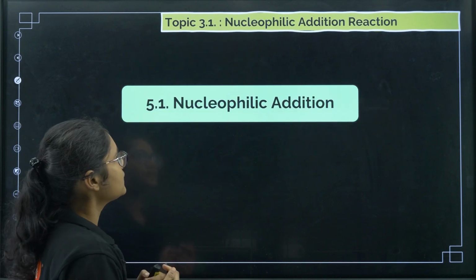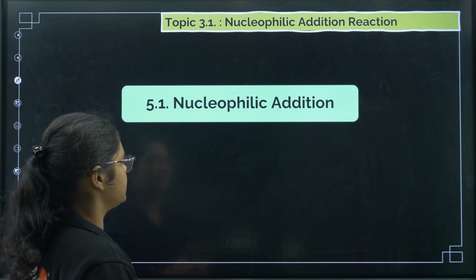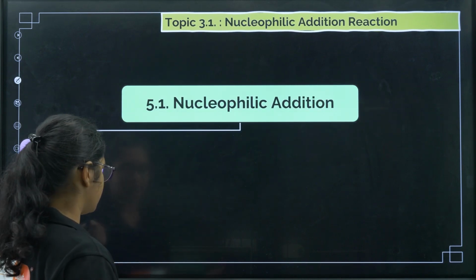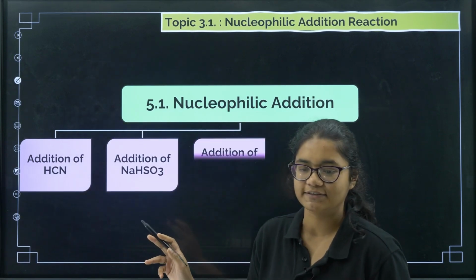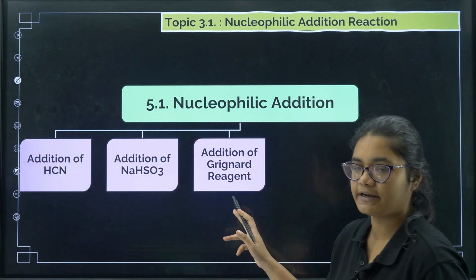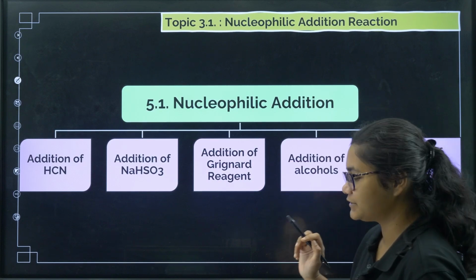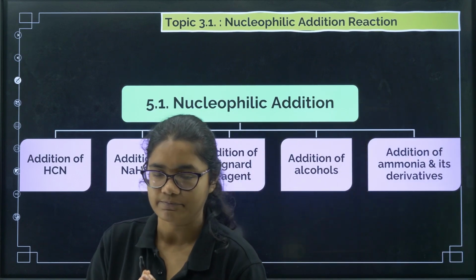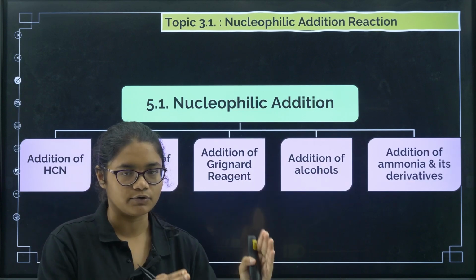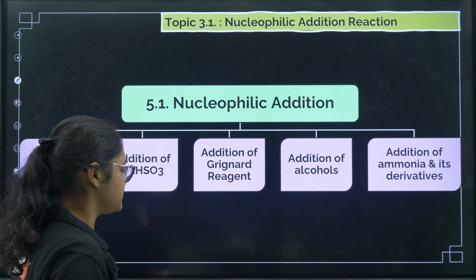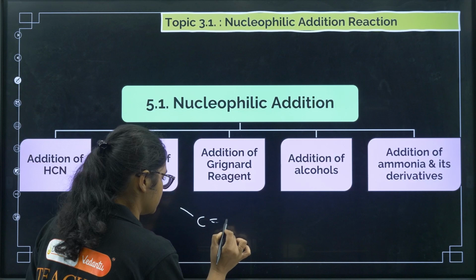Under nucleophilic addition reaction, as I told you, we have 5 addition reactions: addition of HCN, addition of NaHSO3, addition of Grignard reagent, addition of alcohols, and addition of ammonia and its derivatives. Before understanding these 5 reactions, first let us understand the basics of this nucleophilic addition reaction.